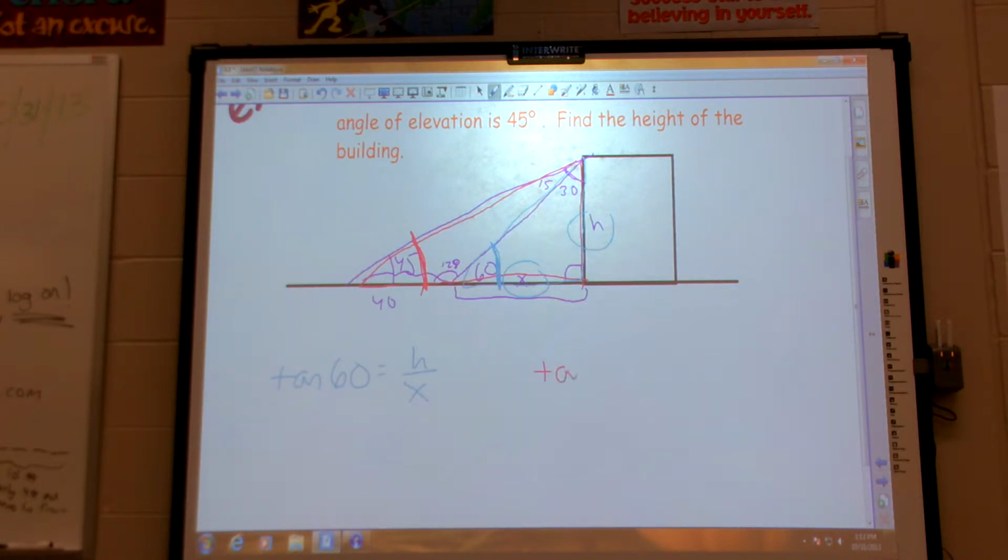So tangent of 45 is what? h over x plus 40. x plus 40, right? That whole distance. Now, notice I have two equations with two unknowns. It's like you've been doing this since 8th grade, which you have. Two equations with two unknowns. How do you solve that?